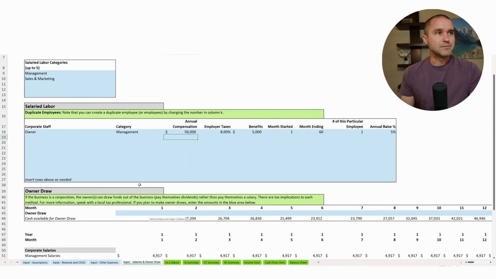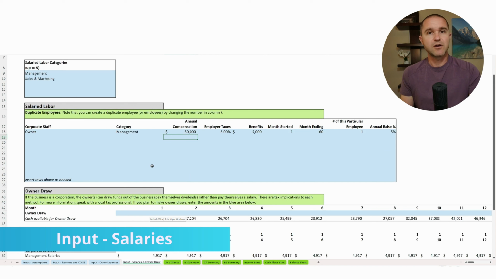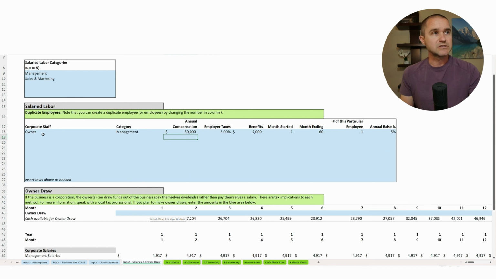All right, on the last input tab here, we just have our salaried labor. And so for the single location option, we're just assuming we're going to have just the salary for you, the owner. We've got a $50,000 salary, 8% employer taxes, benefits of 10% of the annual salary at $5,000. So you're going to get this base level salary, plus you'll get the profit. If there's any additional profit at the end of the year, you get the profit of the business as well.